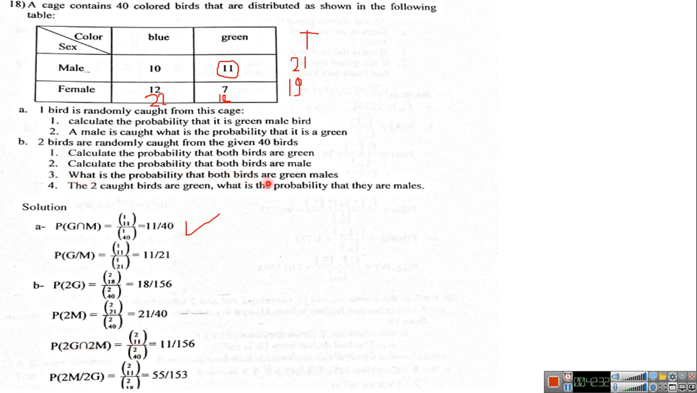See what's the probability that both birds are green males. Green and male, I have 11. So 2 out of 11 over 2 out of 40. And the last one, the two caught birds are green. Knowing 2 green, so this is the universe. So what's the probability they are 2 males? So it's 2 out of 11 over 2 out of 18. This is very simple.